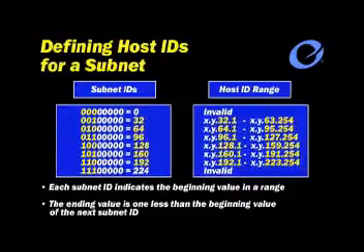To define host IDs for a subnet mask, remember the host IDs are the individual machine or interface IDs, or IP addresses. Once again, we have already determined the appropriate number of subnet IDs as being 32, 64, 96, 128, and so on. Notice that each subnet ID indicates the beginning value in a range, and the ending value in that certain range is 1 less than the beginning value of the next subnet ID.